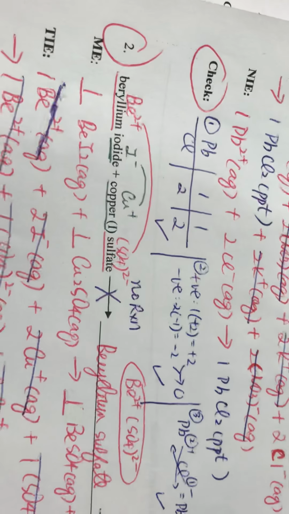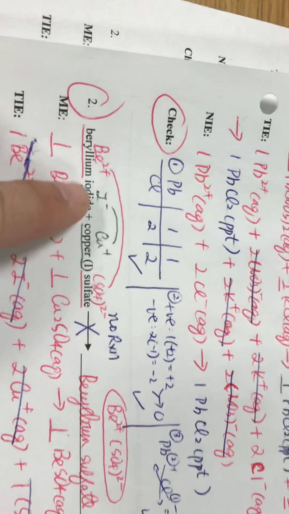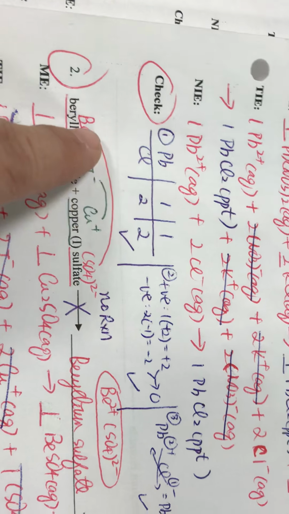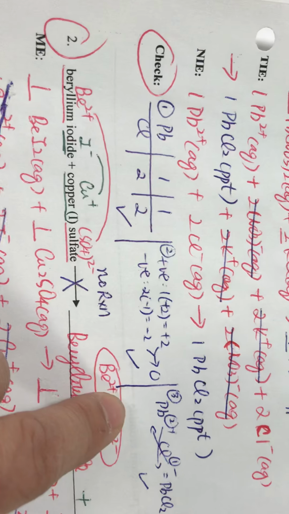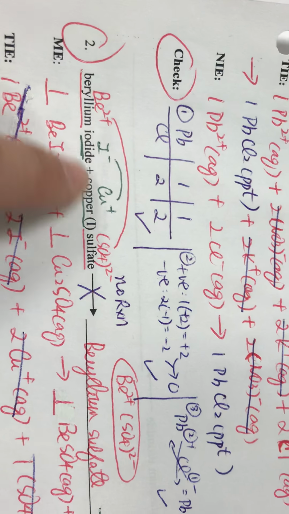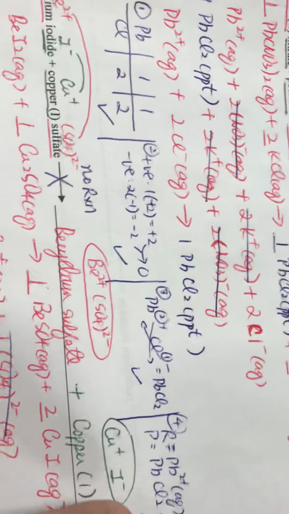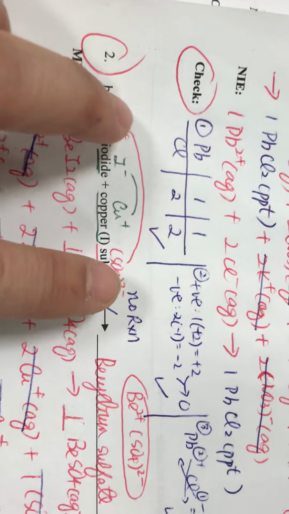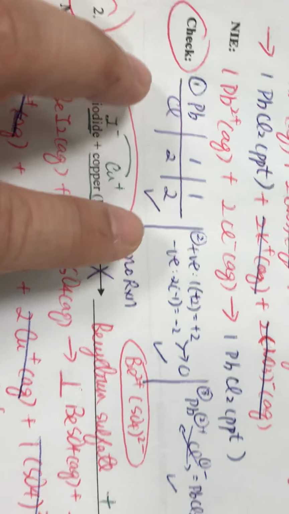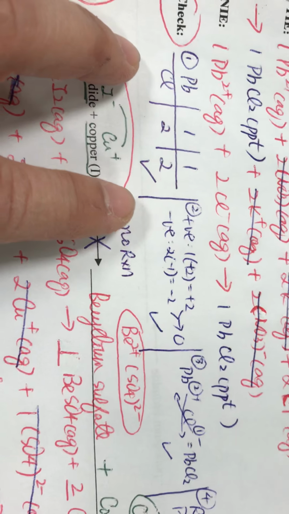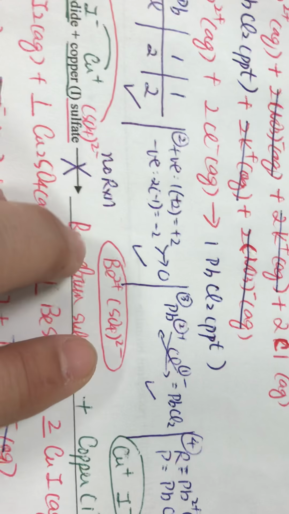Now I'm going to do number 2. Okay, so number 2, we're going to do the same thing. Be2+, SO4 2-, draw the rainbow, bring them to the cloud. Iodine minus, Cu+, draw the rainbow, bring them to the cloud. And then the 2 are aqueous, so we don't need to worry about that. I'm telling you, in this worksheet, the reactants are aqueous. And then we're going to cross over back.